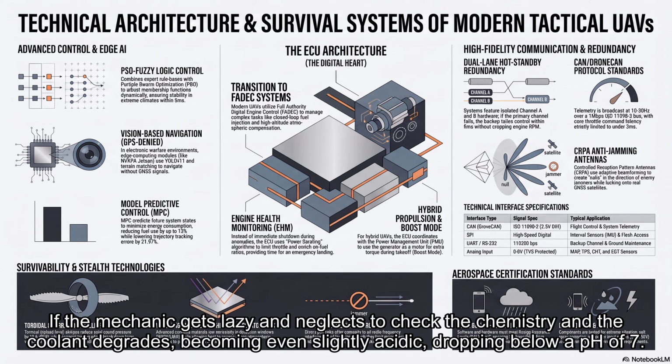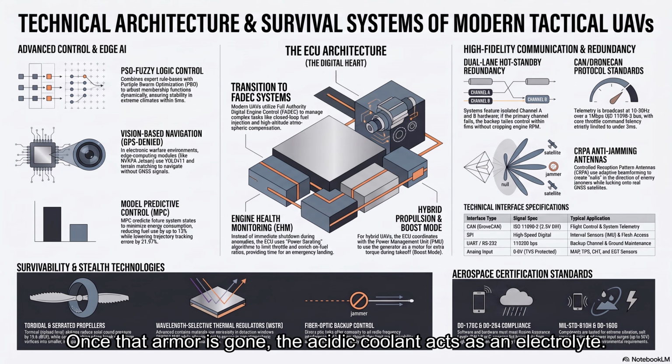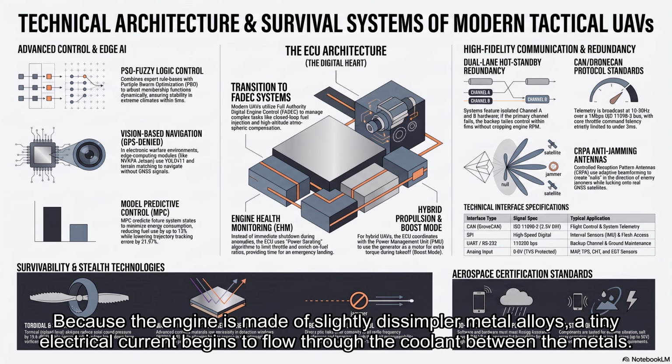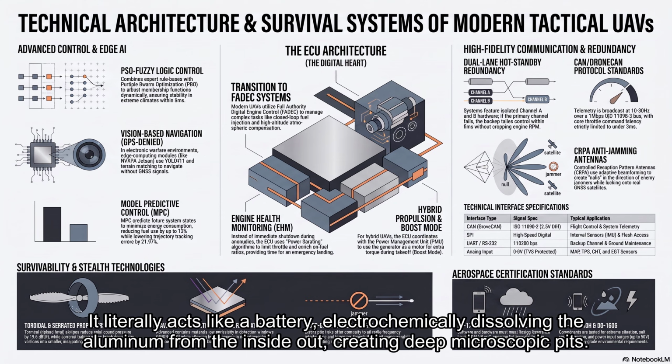If the mechanic gets lazy and neglects to check the chemistry and the coolant degrades, becoming even slightly acidic, dropping below a pH of 7, that slight acidity chemically attacks and strips away the passivation layer. Once that armor is gone, the acidic coolant acts as an electrolyte. Because the engine is made of slightly dissimilar metal alloys, a tiny electrical current begins to flow through the coolant between the metals. This is galvanic corrosion. Wow. It literally acts like a battery, electrochemically dissolving the aluminum from the inside out, creating deep microscopic pits.